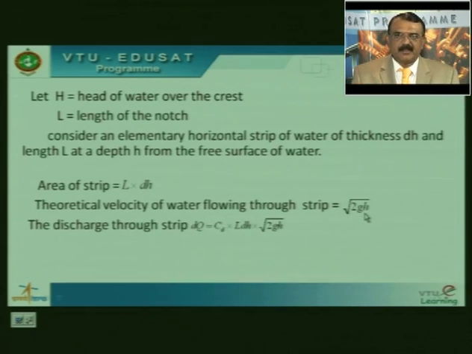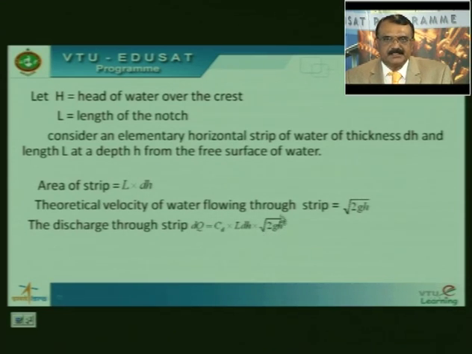You know the area, you know the velocity. If you know the area and the velocity, you can easily calculate the discharge. So what equation am I going to use? Q is equal to A into V. Since we are talking about the discharge through a small strip, I take this discharge as dQ. Now dQ is equal to the area of the strip into the velocity of water through the strip, that is L dh into root of 2gh.